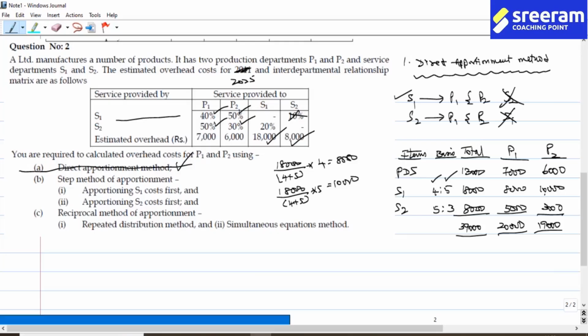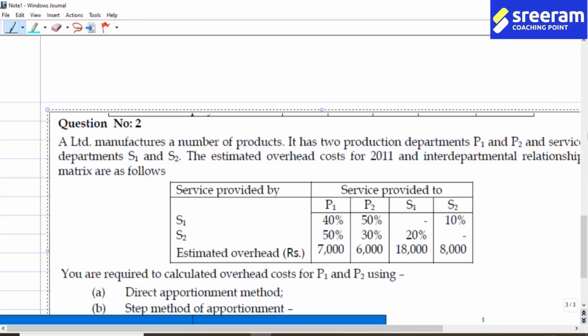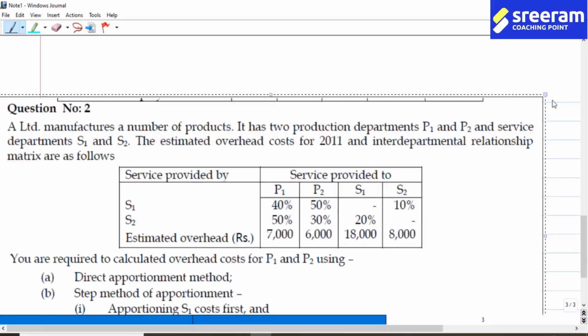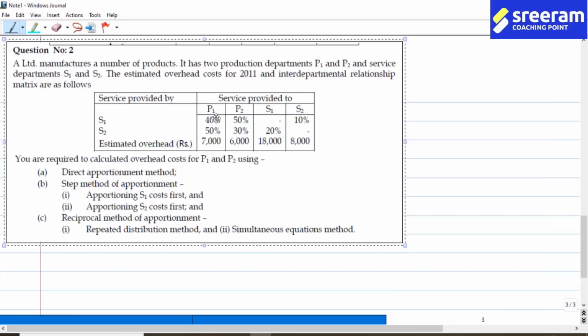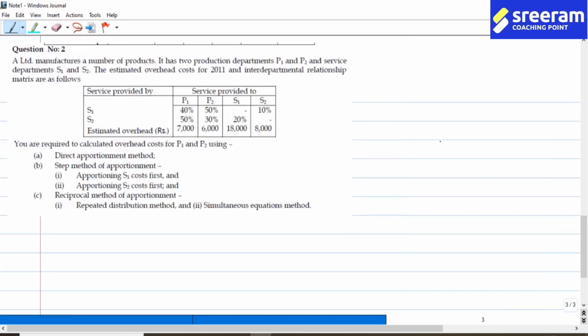So now what is the next thing that we are going to do? The next thing is the same problem, where we would like to do it under the step method. What will we be doing in the case of the step method? You call this the step method, or step down method, or step ladder method.